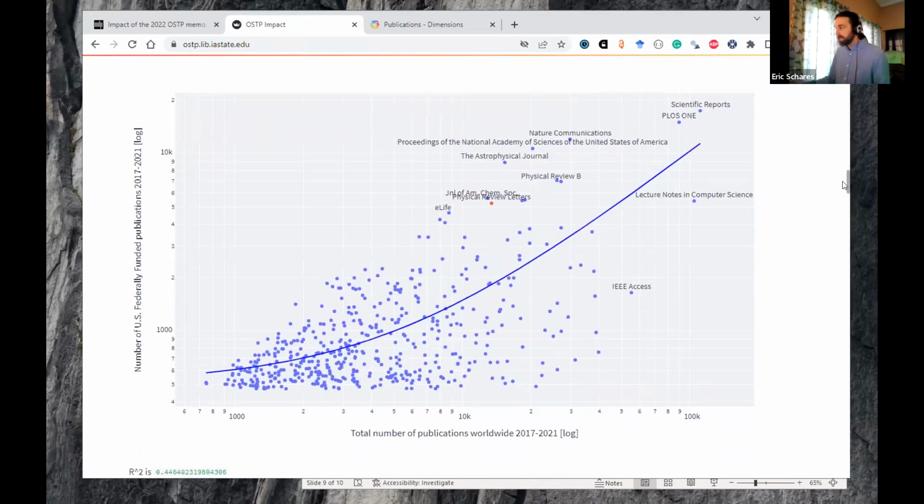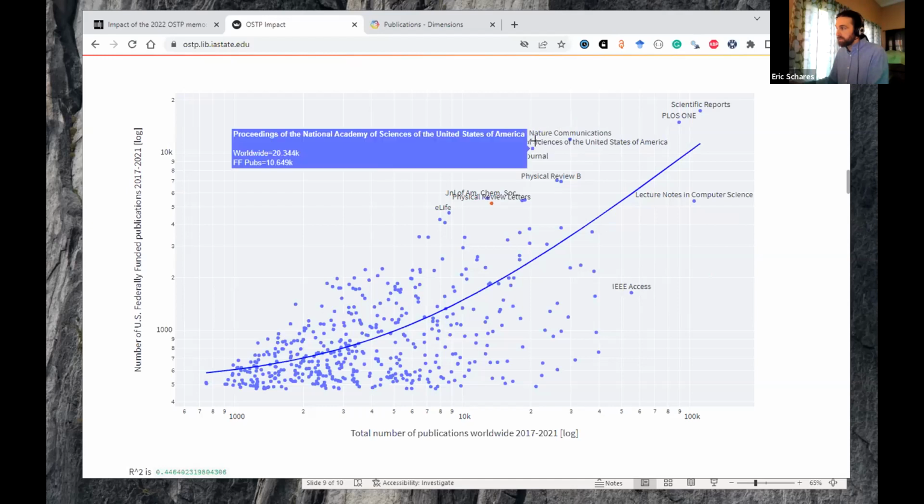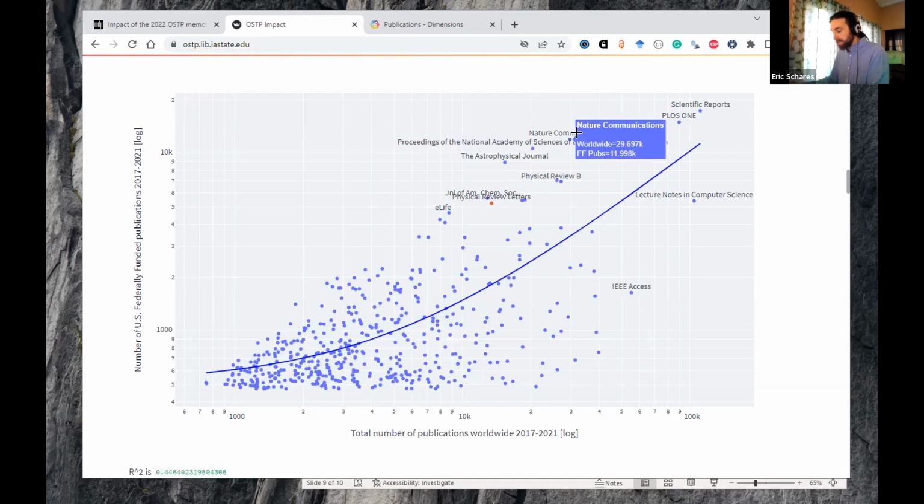But now let's look at the signature of these journals. So Scientific Reports, PLOS One way out here. These both publish a very high number of federally funded research, but they also publish a very high number of articles in general. IEEE Access is one of the largest volume in this set, but it publishes a relatively small amount of federally funded research. Nature Communications, Proceedings, Astrophysical Journal, this area up here are more than you might expect from the trend line.